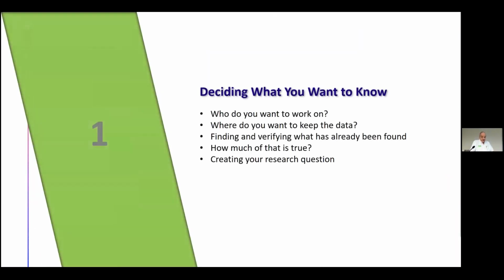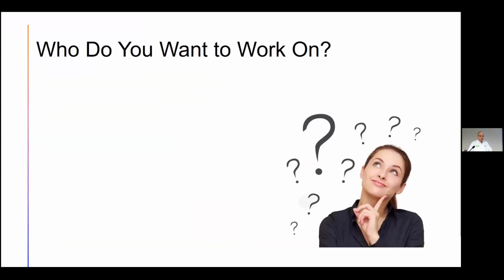So the first one is we're going to decide what we want to work on. And we need to decide where we want to keep our data. We're talking about a little bit about that. We have to find and verify what we want, how much of this that is out there already, and there's a lot of this stuff that's out there already. We want to find out how much of that is true. And then we're going to talk about creating a research question. So who do you want to work on? Well, that depends on where you are in family history work.